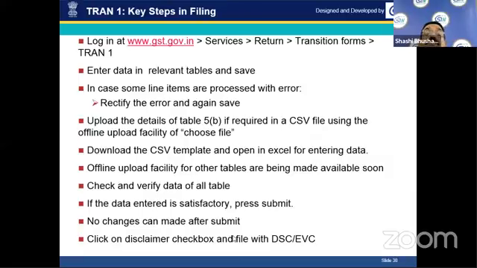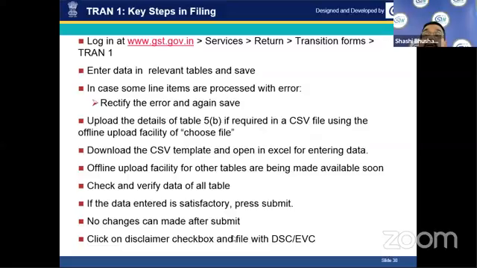So for all these tables, there is a form, TRAN1 form, which is available. So if you navigate through Services, Return, Transition forms and TRAN1, then you can fill the relevant tables. Now, what we find is that in TRAN1, in the format that is available, you have to click each tile, each tab, and then you fill data. And when you save data, there is a line item processed with error. Now, if a line item is processed with error, you should remember that it is not getting saved in your TRAN1 application. So you will not get any credit related to TRAN1.